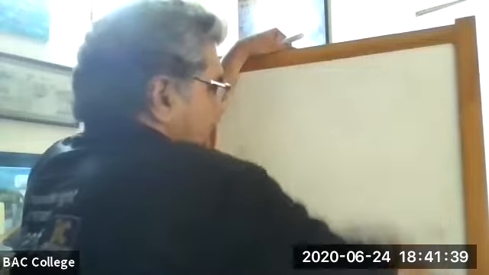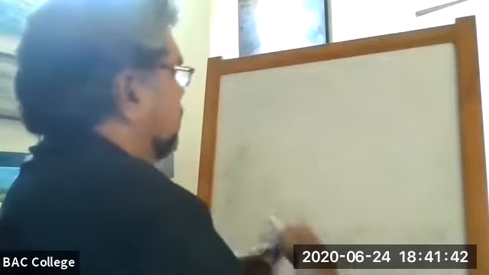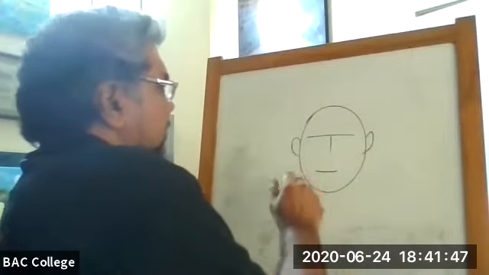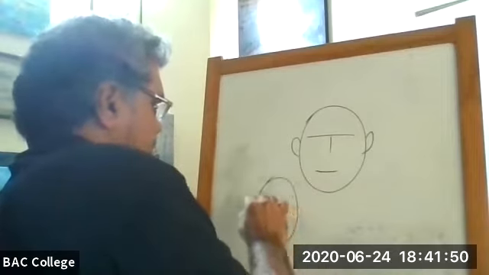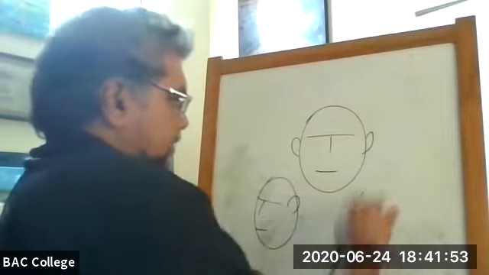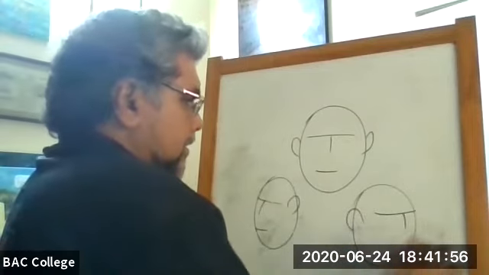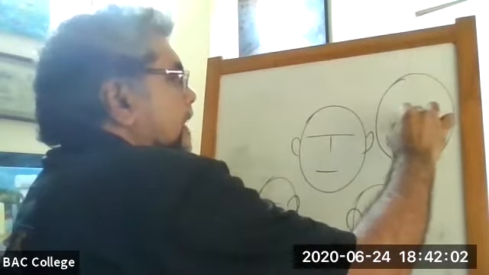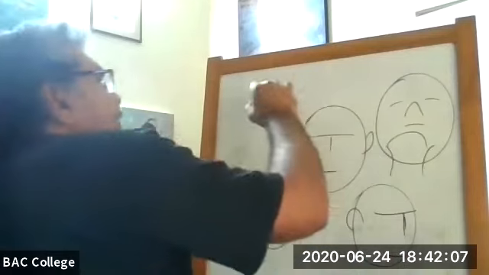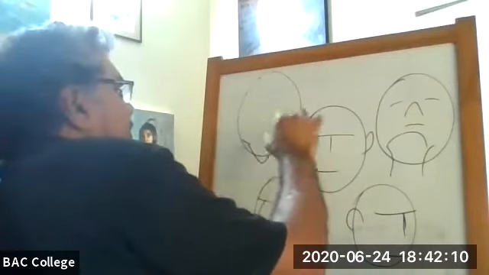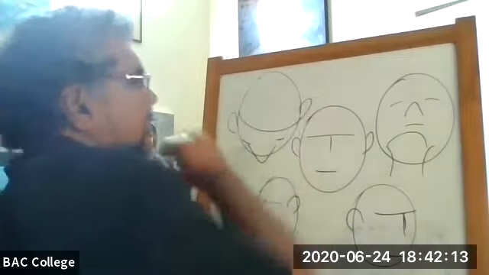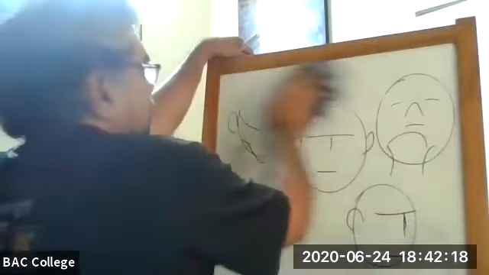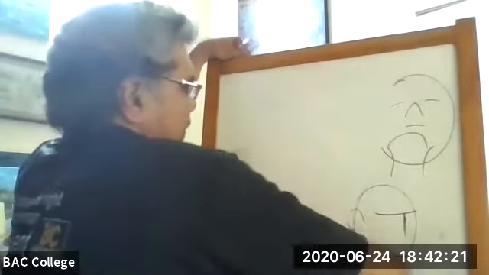But as long as you know where the angles are going to be, okay? Like this is the front, okay? This is the side, okay? All right? This is the up. Okay, and this is the down. Okay, so you've got to keep practicing those dimensions and angles, and then you will get it. Okay.